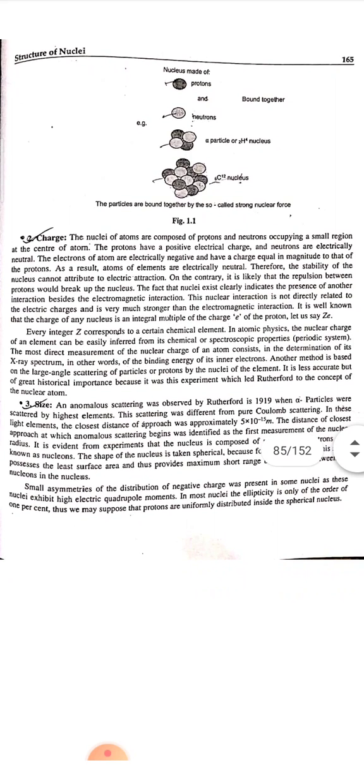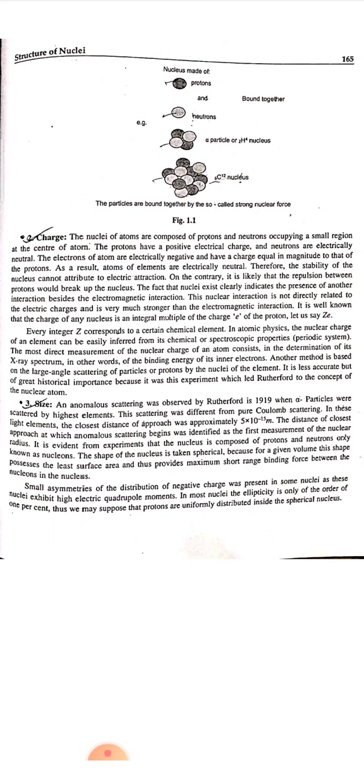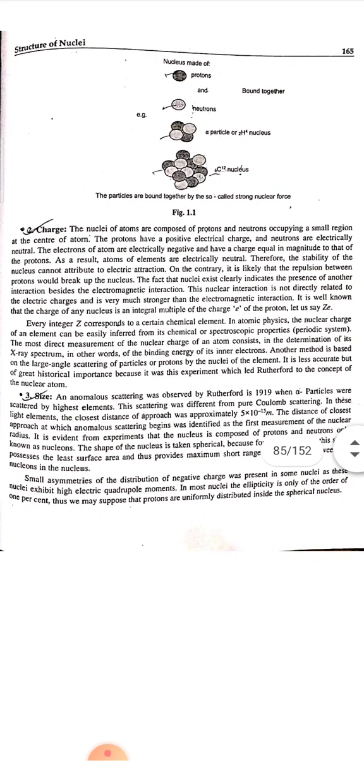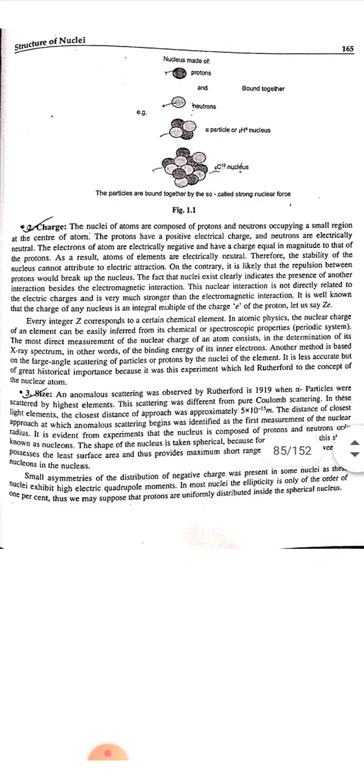Then what happens? On the contrary, it is likely that the repulsion between protons would break up the nucleus. The fact that the nucleus exists clearly indicates the presence of another interaction besides the electromagnetic interaction. This nuclear interaction is not directly related to the electrical charge and is very much stronger than the electromagnetic interaction.